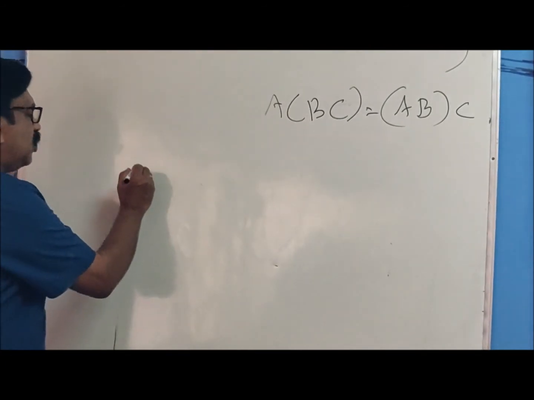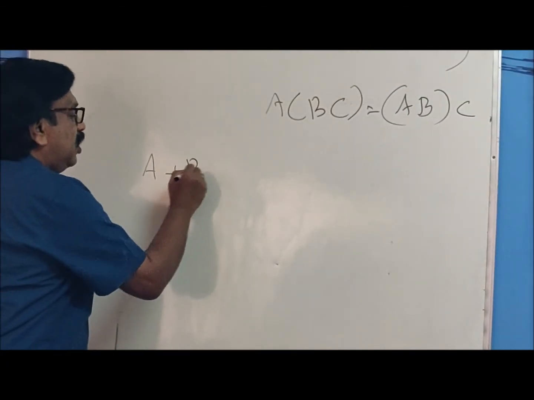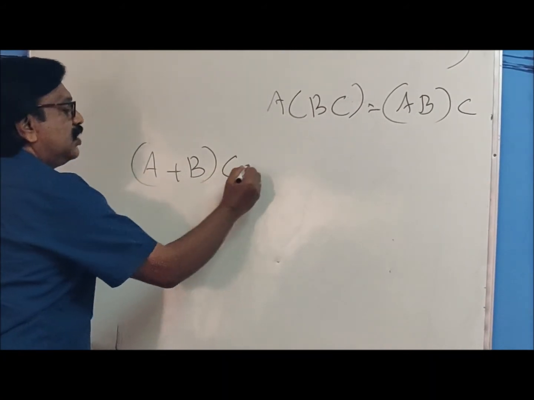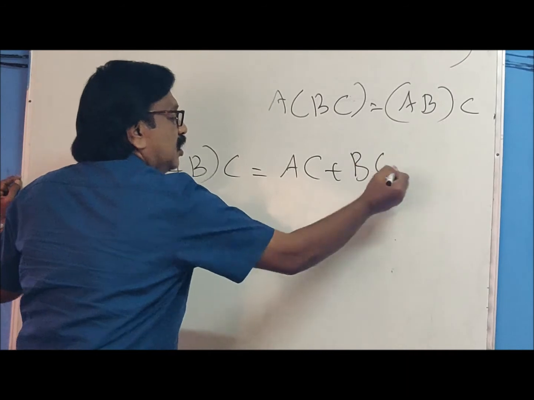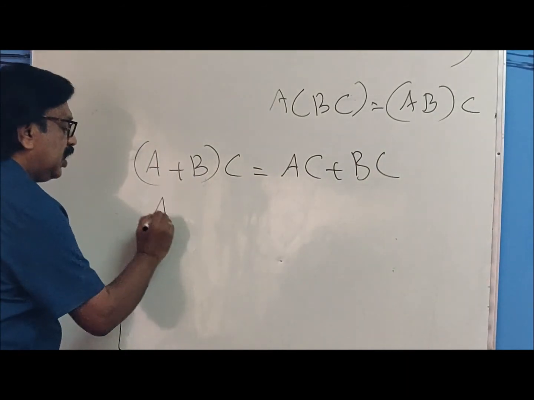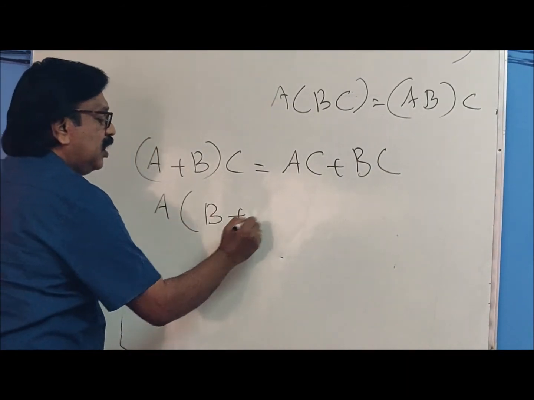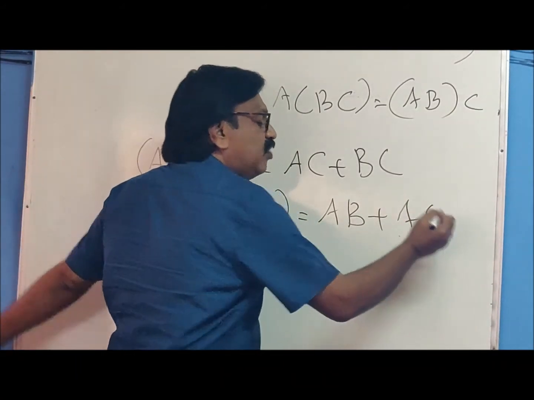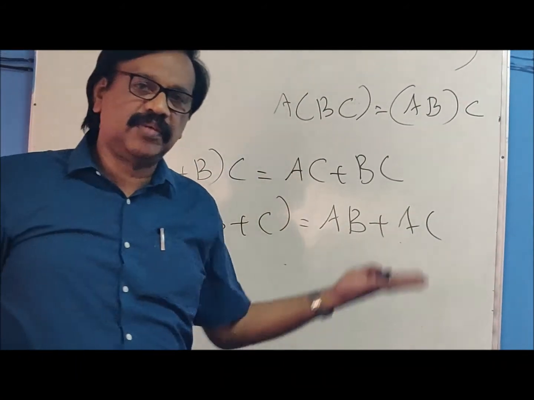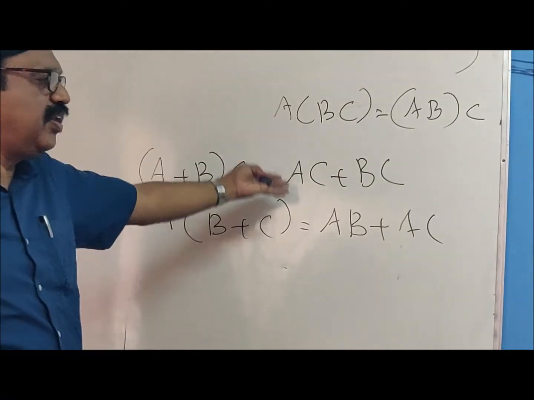Then it is distributive also. A plus B into C is the same as A into C plus B into C. Or you can say A into B plus C is the same as AB plus AC. All these you can verify by taking many examples. You take some examples for A, B, C and verify this.